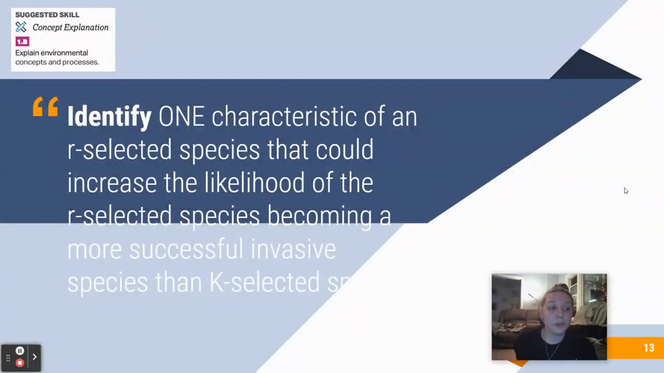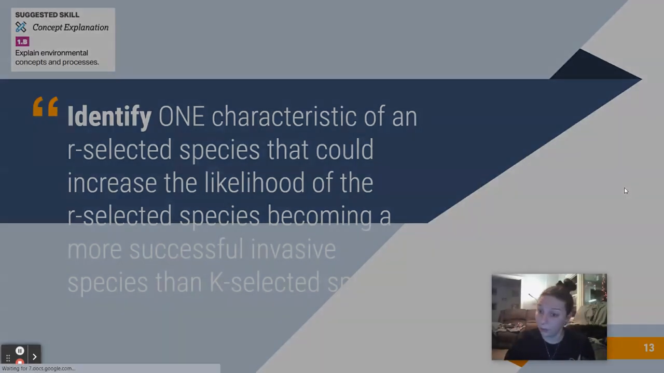All right, so our two FRQs for today. The first one is identify one characteristic of an R selected species that could increase the likelihood of the R selected species becoming a more successful invasive species than K selected species. So this is just an identify question, guys. It doesn't say explain or anything like that. So you simply need to state one characteristic that could increase the likelihood of them becoming invasive.